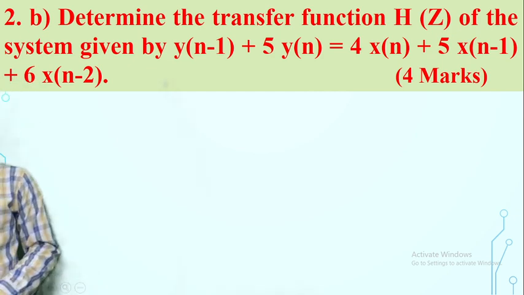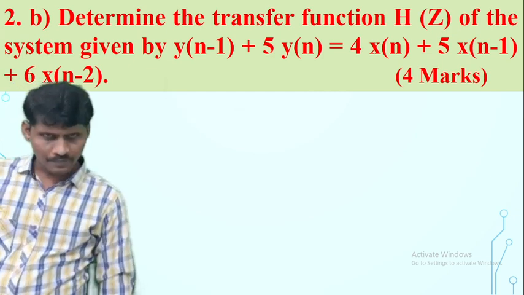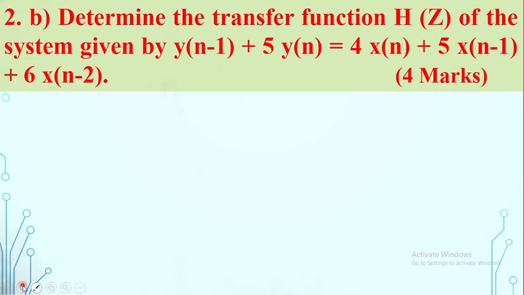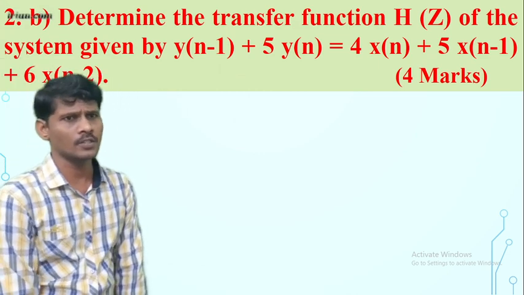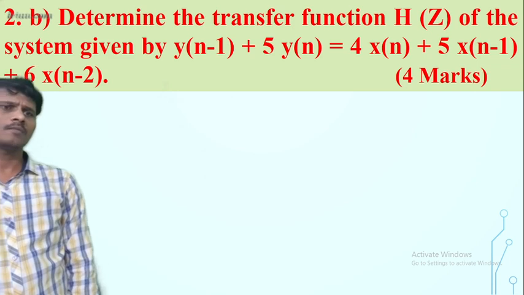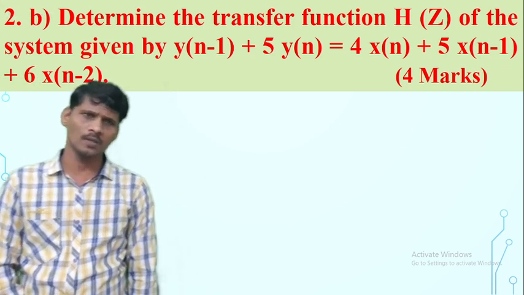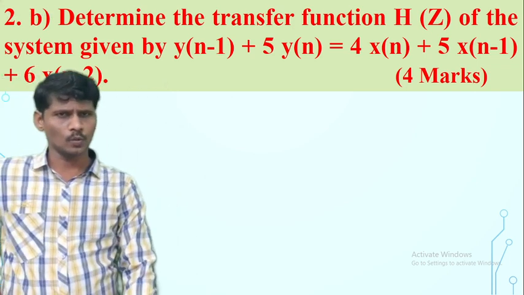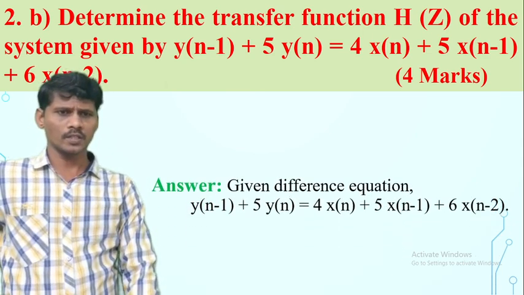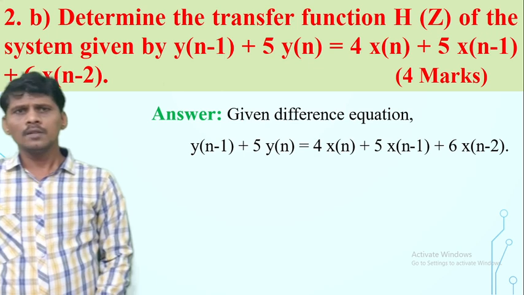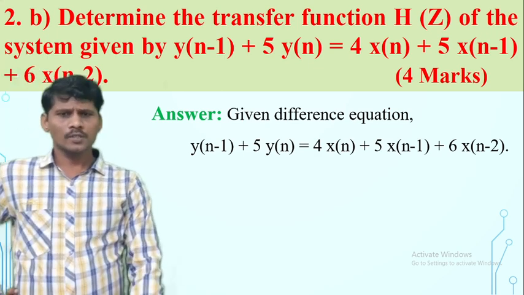Next, coming to the solution of question number 2b: determine the transfer function H of z of the system given by y of n minus 1 plus 5 y of n is equal to 4 x of n plus 5 x of n minus 1 plus 6 x of n minus 2. So determine the system function of the given difference equation. This is the given difference equation.